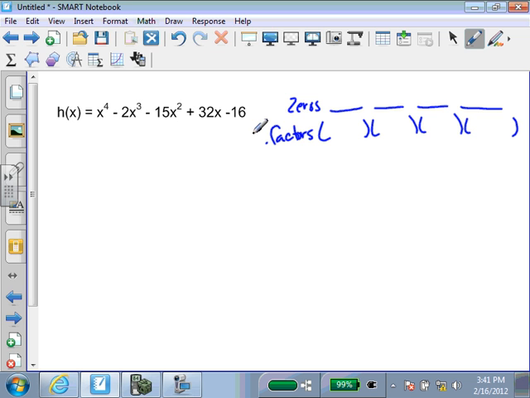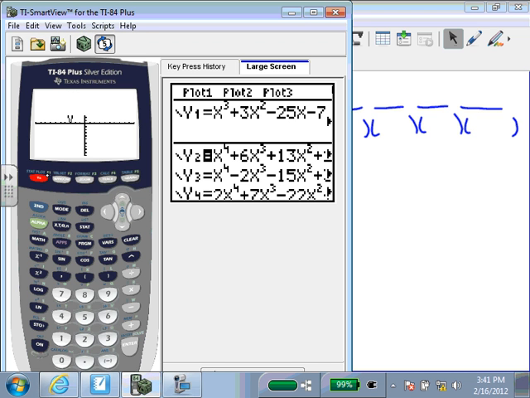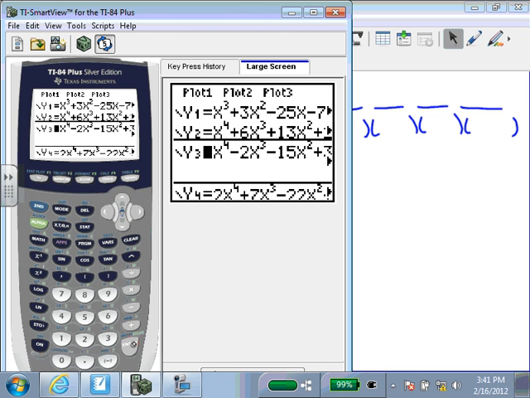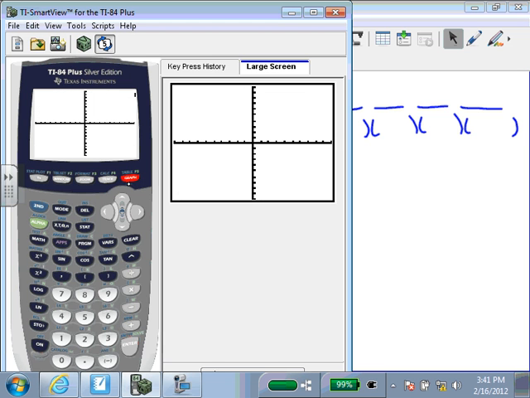I don't think I can factor that. So let's turn this one off and turn this one on and graph it. Okay, it looks like I have negative 4, maybe 2 of them at 1, and 1 of them at positive 4. Okay, so those are my guesses.